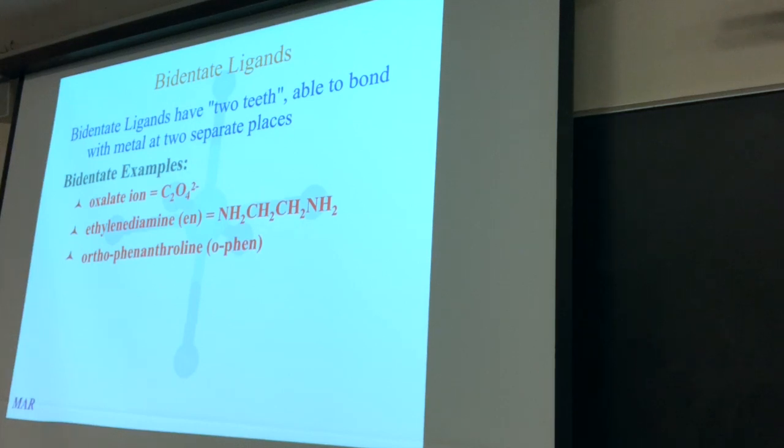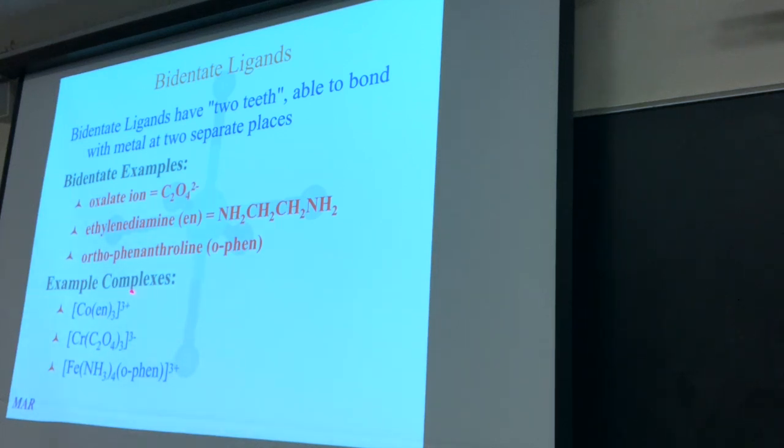Oxalate is one you hear about sometimes with vegetables. That's a bigger one too. It's got four oxygens around the carbons, and so two of the outside oxygens can also connect to the metal. And this crazy thing, ortho is a way to describe pieces on a benzene ring. Ofen, as it's called, is another example of a bidentate ligand. So if you have a bidentate ligand, it's going to take up two available spots.